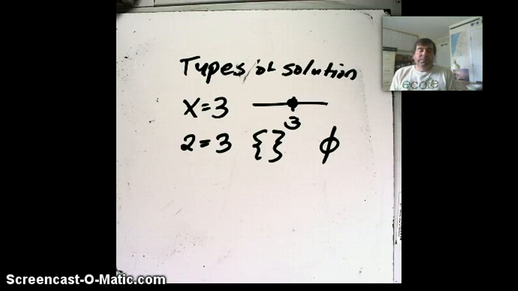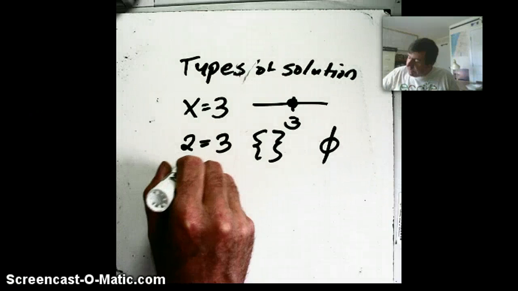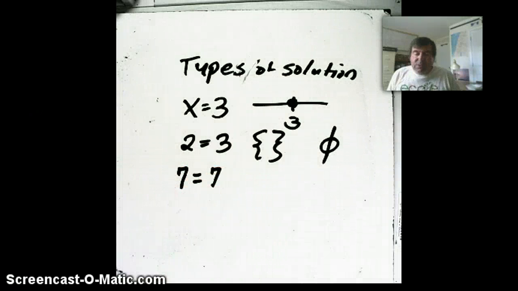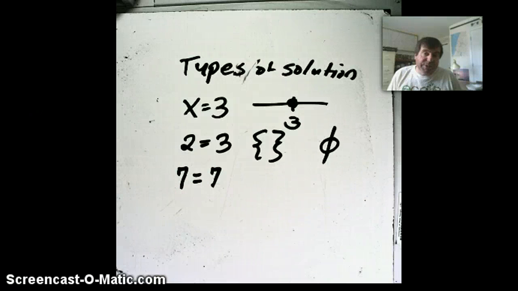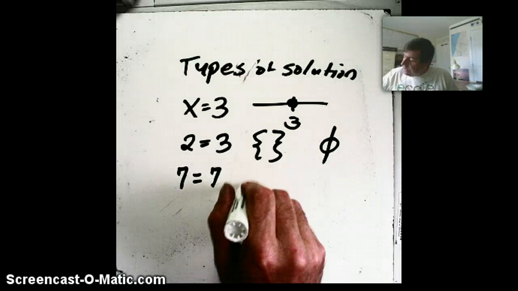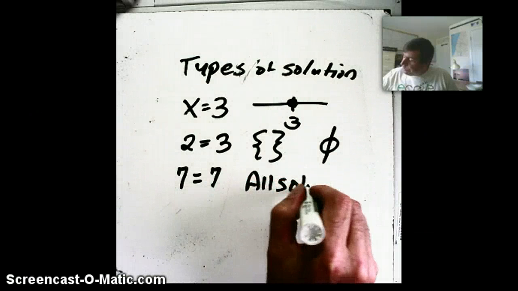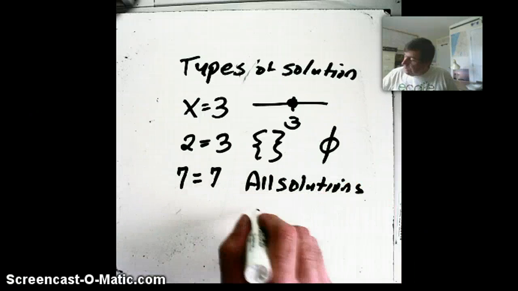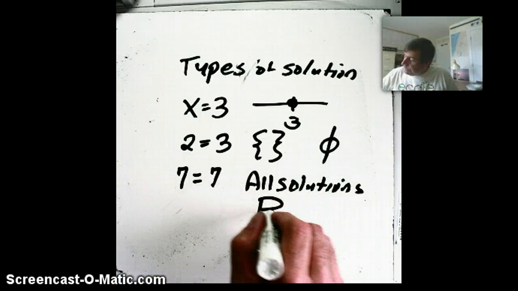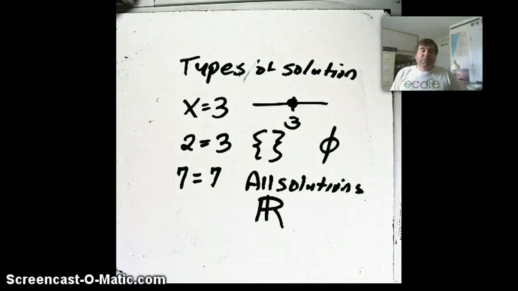So there you go. And then, obviously, sometimes you'll have a problem and you'll end up with the variables going away and you have two numbers equal to each other. Now, how often is 7 equal to 7? Well, if numbers mean anything, and if truth is attainable and not relative, then 7 equals 7 all the time. So you could say all solutions, or an easy way to do that is all real numbers. That's a symbol for all real numbers.